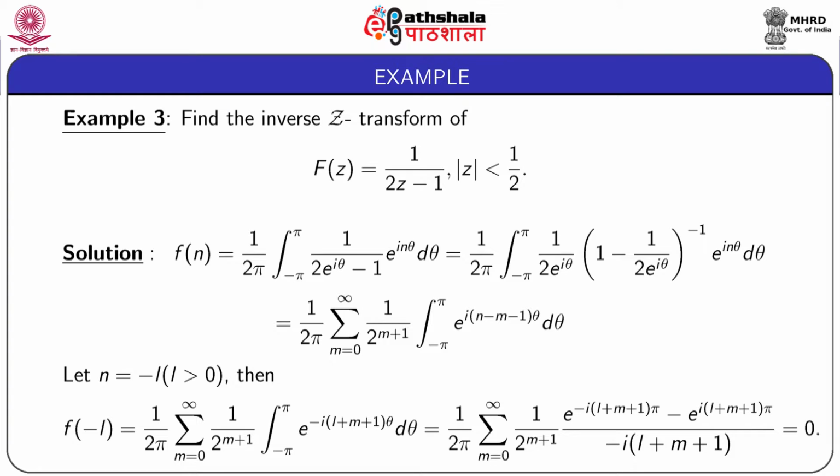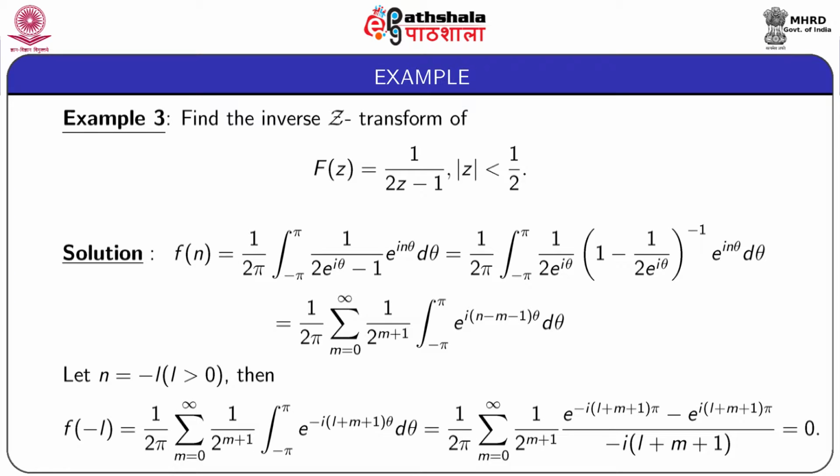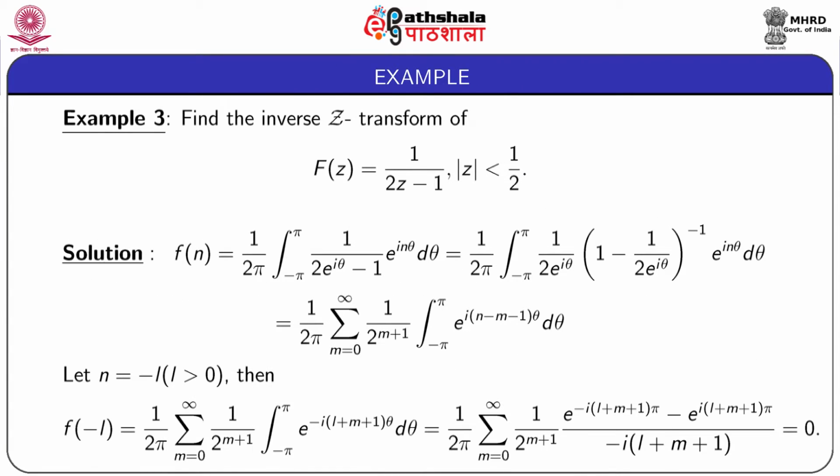To illustrate this, we consider example 3. Find the inverse Z transform of capital F(z) equal to 1/(2z - 1) for |z| less than half. So, using equation 3, for the solution we use this formula 3 to write f(n) as 1/(2π) integral from minus π to plus π of 1/(2e to the power i theta - 1) into e to the power i n theta d theta, and that is equal to 1/(2π) integral from minus π to plus π of 1/(2e to the power i theta (1 - (1/2) e to the power i theta to the power minus 1)) e to the power i n theta d theta.